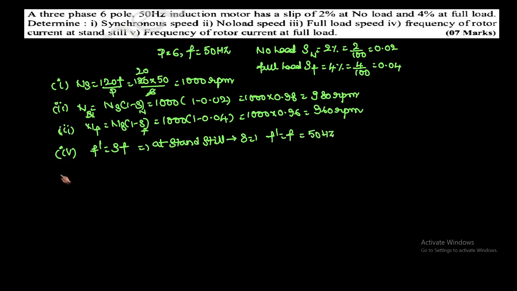Next, the fifth question, the frequency of rotor current at full load. So f dash at full load condition is s times f. So f dash is equal to the full load slip 0.04 into 50. If you do that, the answer you get is 2 Hz. That is the f dash at full load conditions. Okay, see the next problem.